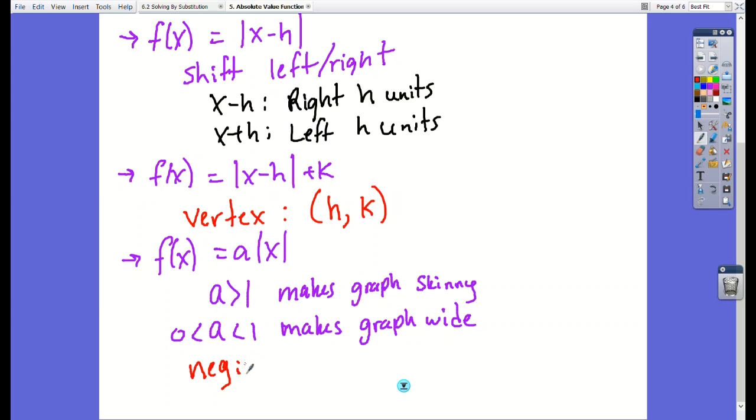All right, so negative a, this is going to be a reflection. It flips the graph.